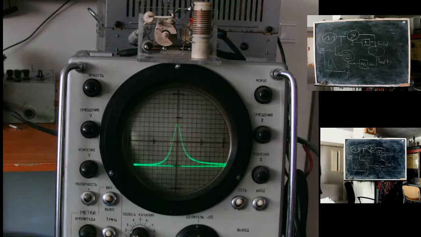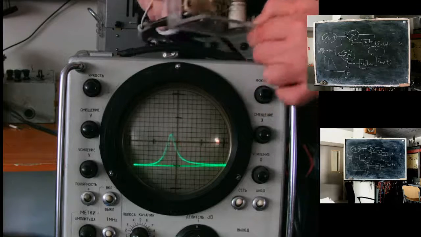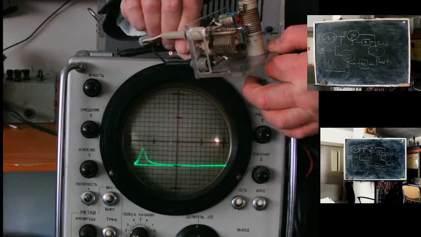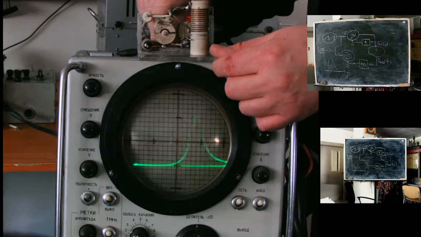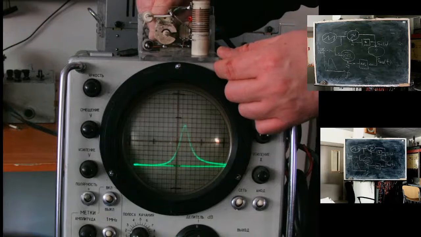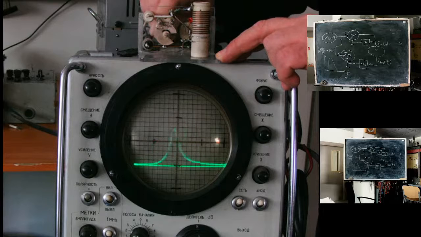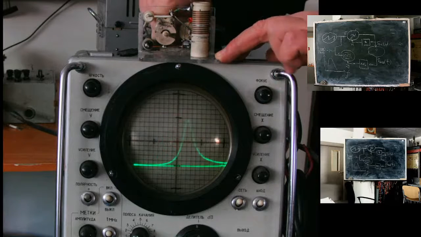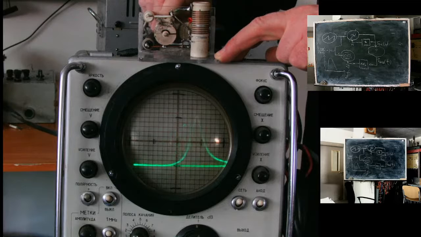In parallel, I have a capacitor. I can change its capacitance. And you see, as I increase capacitance, the resonance characteristic or transfer characteristic goes down. Also, you can see it's lower. You see, the quality goes down.